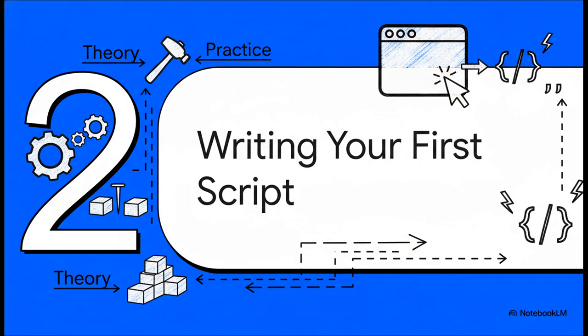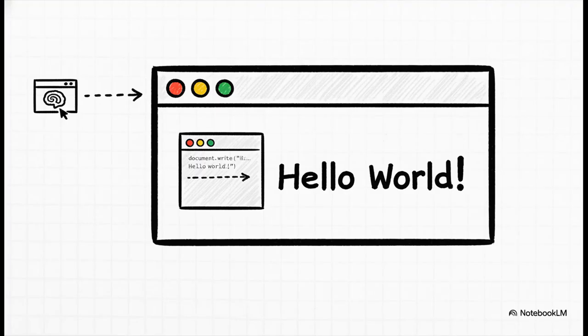All right, enough theory, right? Let's get our hands dirty and actually look at some code. It's time to see just how simple it is to give a browser its very first instruction with JavaScript. And here it is. This is the hello world. It's a rite of passage for a reason. You are literally telling the web page's document to write the text hello world right onto the screen. It's simple, it's direct, and it just works.